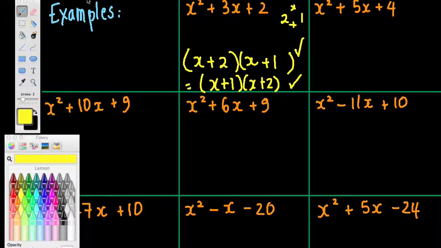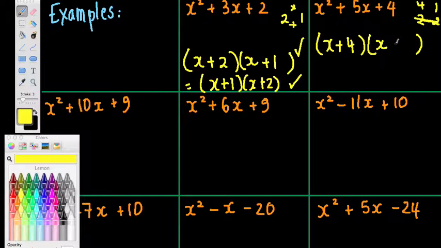Okay, let's do the next one. So, we need two numbers that multiply together to give 4. So I could have 4 and 1, or I could have 2 and 2. They also need to add together to give 5. So 2 and 2 is 4, so that one doesn't work. But 4 plus 1 is 5, so this works. Our two numbers are 4 and 1. And that is now factorised.